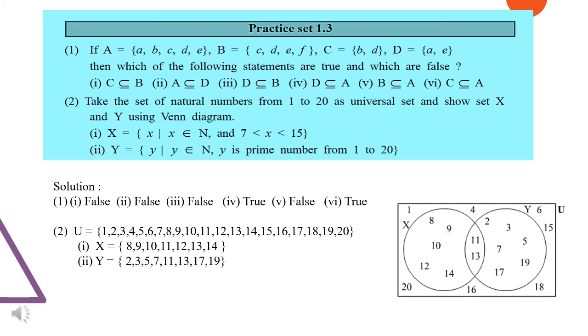Whereas for Y, they have given Y such that y belongs to natural numbers and y is a prime number from 1 to 20. Now which are the prime numbers from 1 to 20? 2, 3, 5, 7, 11, 13, 17 and 19. Now I have got my answer for X and Y. So I know which elements are present in X and Y. I know the universal set of these two. Now first I will draw a box which will be representing my universal set.